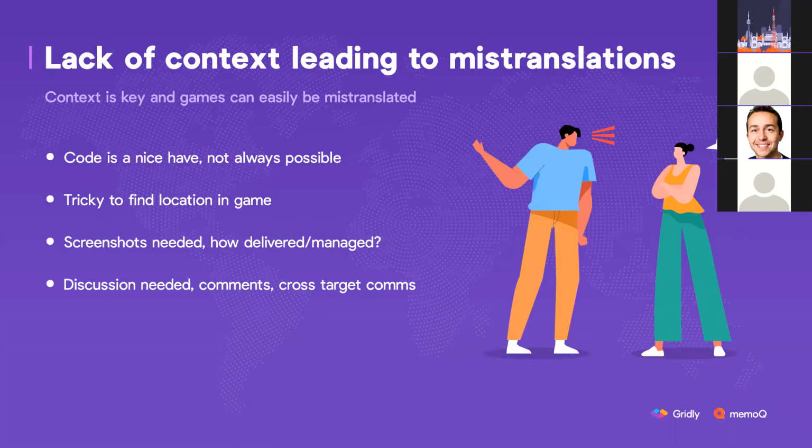So, lack of context. Again, it's about making sure that translators have all the information that they need to provide you with the best quality. Code is great, but sometimes it's not always possible to have. And if you do get code, finding that particular string you're looking for can be tricky in the game itself. It might be a very complicated structure, it may not be linear, so finding it can be a real problem.